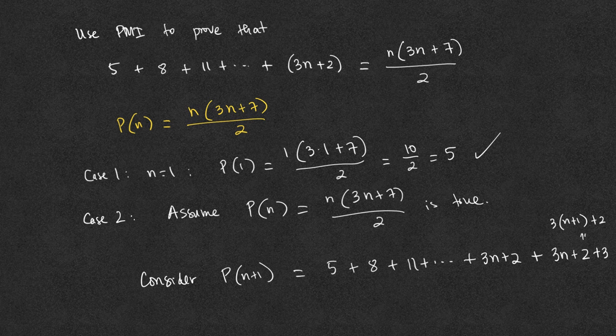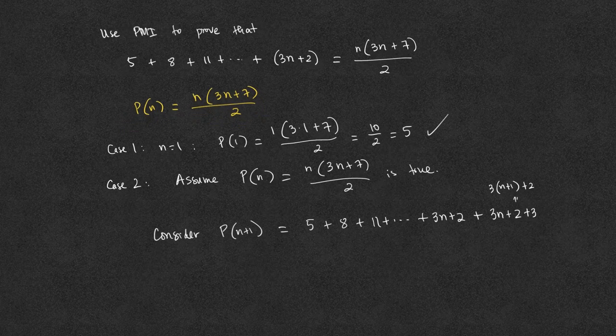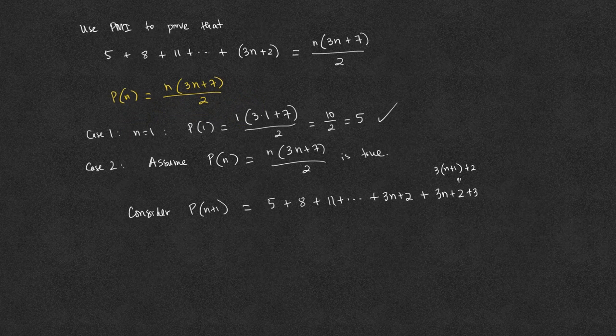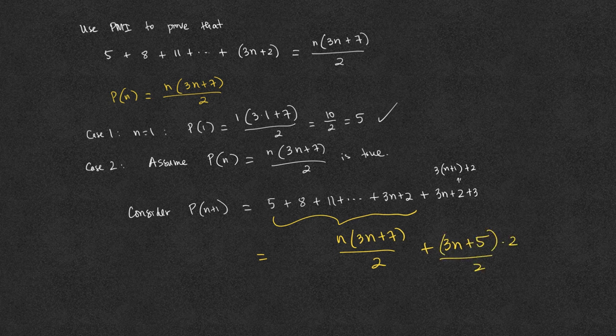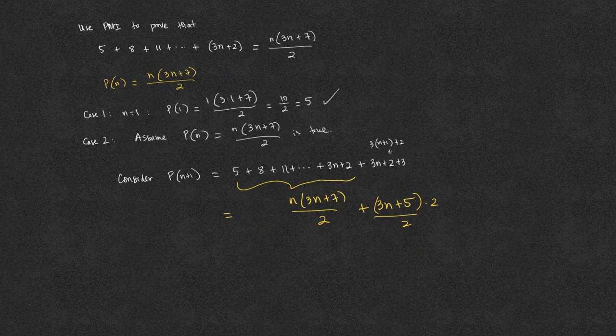But we assume that P_n is true, so the sum of 5 plus 8 all the way to 3n + 2 is n(3n + 7)/2. We assume that this is true. Plus (3n + 5). The common denominator is 2, so we would multiply by 2 over 2 so that we can combine these. The denominator is 2.